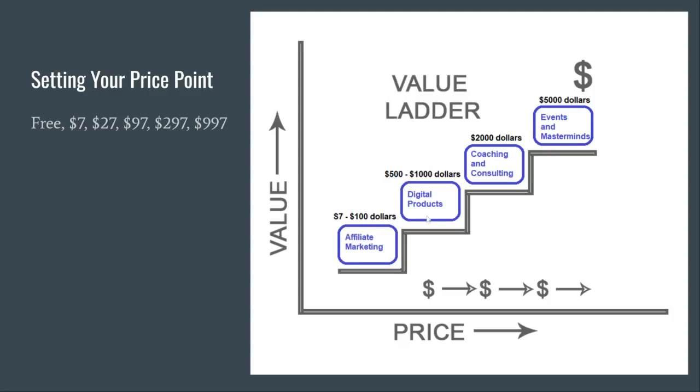So things that are going to be in the $7 range would probably be simple things like my content calendar, for example, that's at $27. A mini course, like an extremely mini course that might be an hour-long video, a webinar, that would be in the under $100 range.